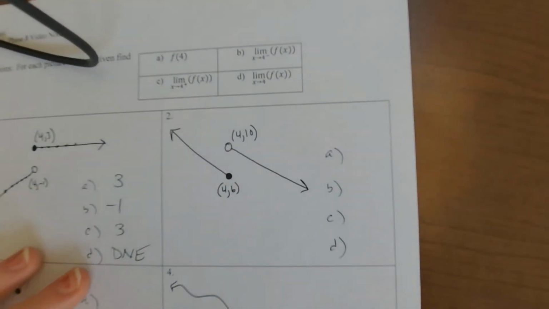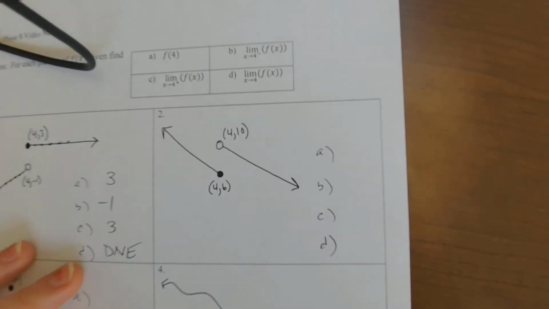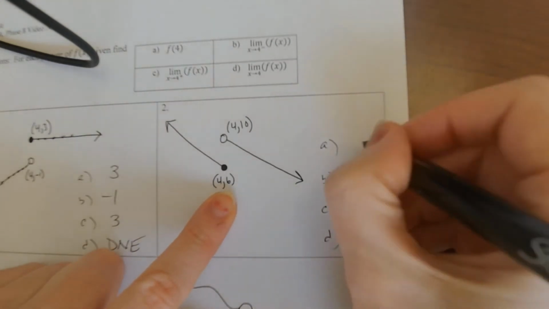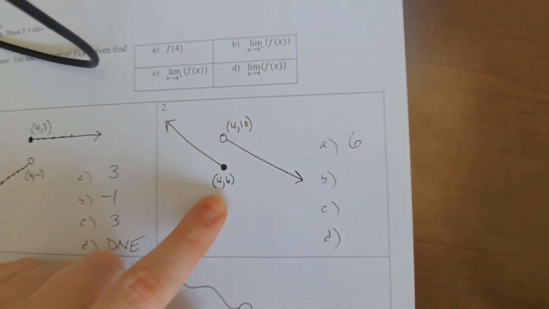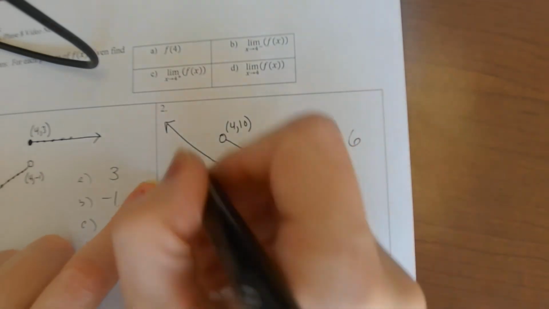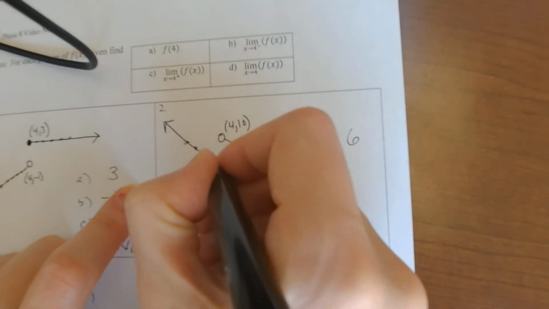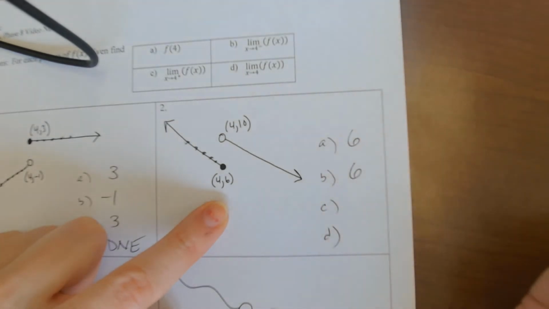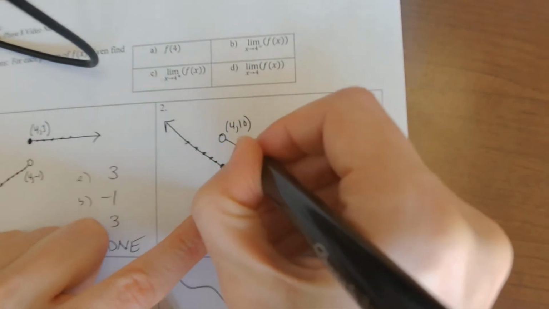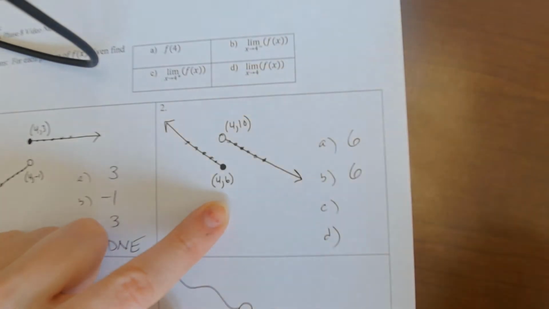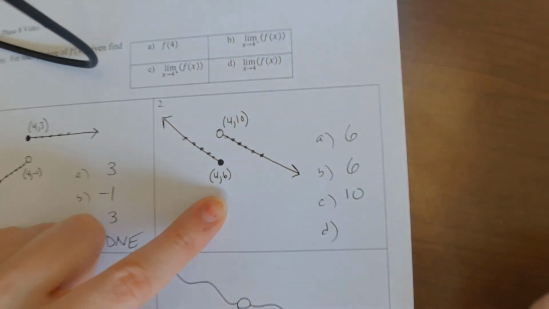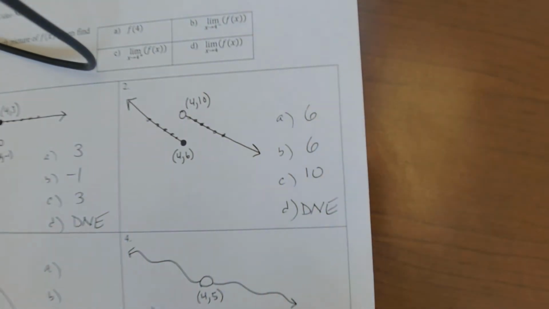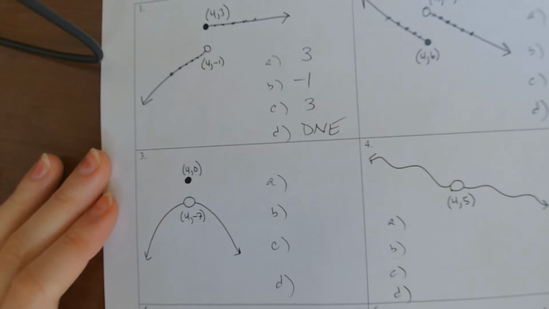Okay, now this next one. So f of 4, I'm looking for the filled in dot. So when x is 4, y is 6. So that means that f of 4 is 6. Part B, I want to approach 4 from the left. So I'm looking at that sequence of points. Their y values are approaching 6. Now from the right, this sequence of points, their y values are approaching 10. So again, the limit does not exist because the left and right hand limits are not the same.